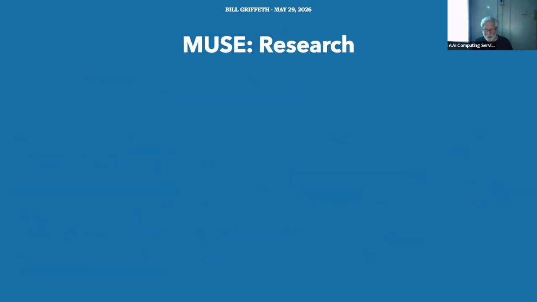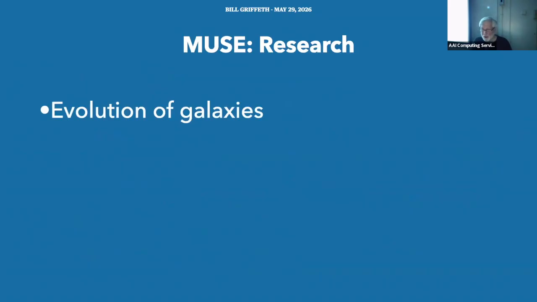Okay. Now, what sort of research does MUSE perform? Why are spectrographic instruments so important? What do we get? Well, astronomers use MUSE to conduct research on the evolution of galaxies over cosmic time. Remember, the further out you can look, the further back in time you're looking, up to billions, 10 billion light years or more. So that's how we can study evolution through astronomy.